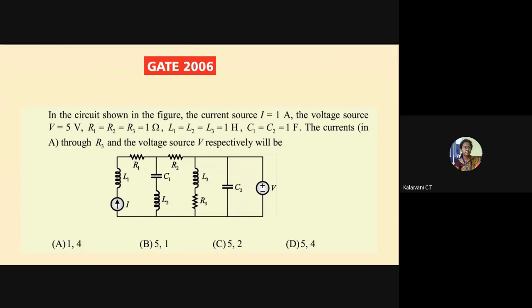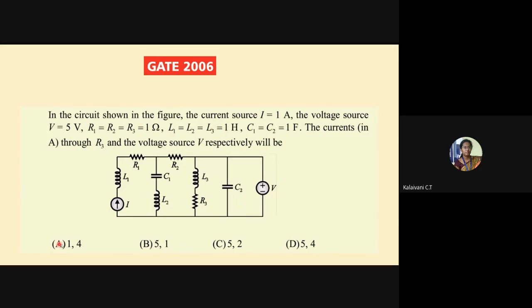The current in amps through R3 and voltage source V respectively will be. So the question is, across this resistance R3 we have to find the current and the voltage source V value. So the voltage source is here and we have to find this V value. So the question is the current across R3 and the value of this V.